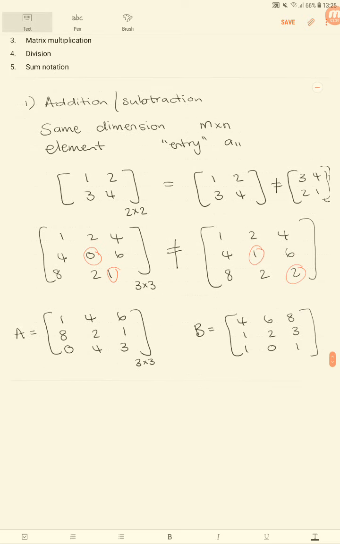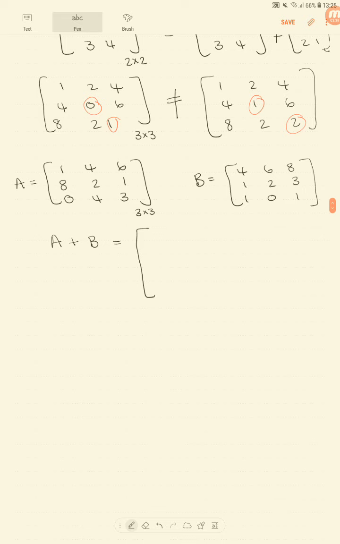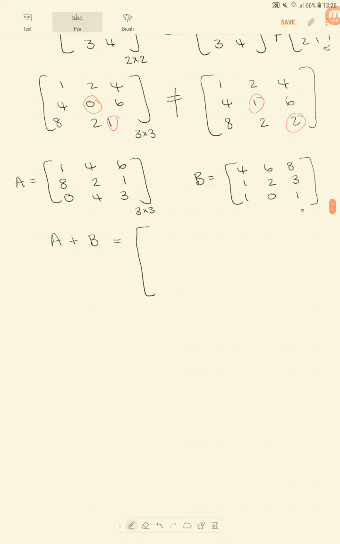What is A plus B equal to? We add each exact entry to each other. Can we do this? First, check our dimensions. A is a 3 by 3 matrix. B is a 3 by 3 matrix. So we can add A plus B.